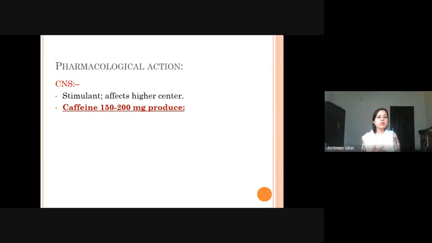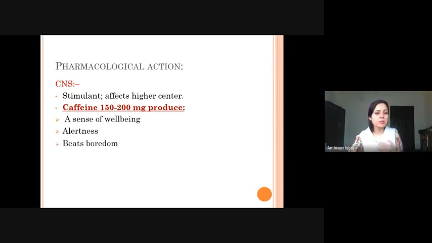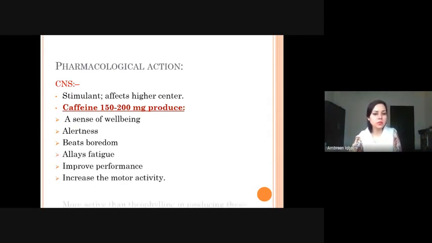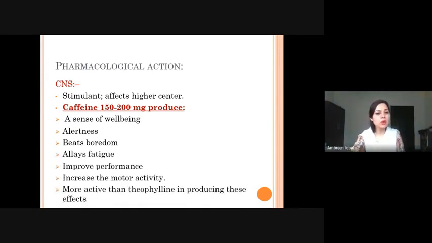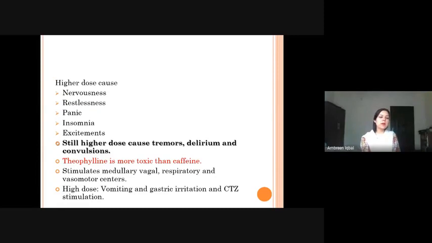Caffeine, 150 to 200 milligrams, produces a sense of well-being and alertness, beats boredom, allays fatigue, improves performance, and even increases motor activity. Caffeine is more active than theophylline in producing these effects. High doses cause nervousness, restlessness, panic attacks, insomnia, and excitement. Still higher doses may lead to tremor, delirium, and convulsions.